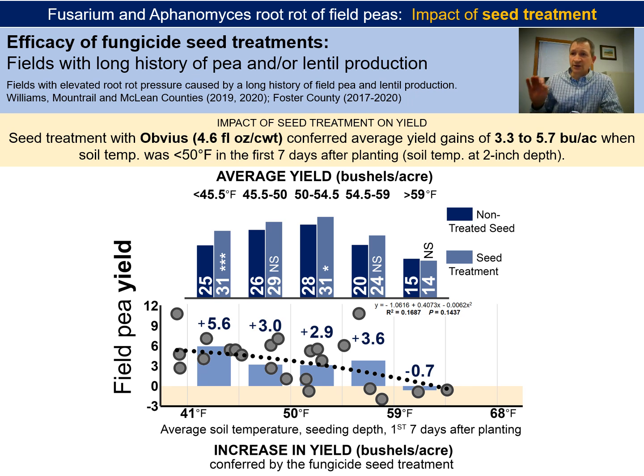These were conducted at on-farm sites in Williams, Mountrail, and McLean counties in western North Dakota. These are long-term no-till locations, and also at the Carrington Research Extension Center in Foster County. In Carrington, these are either direct seeded or conventional tillage. Now, but what we found is that the results were consistent if you sorted them by soil temperature, okay? And so that's why these results are sorted by soil temperature.